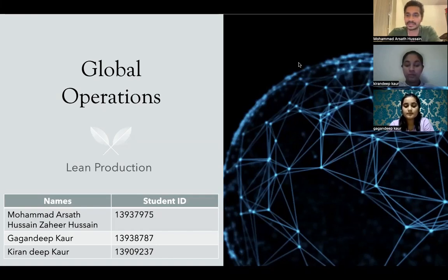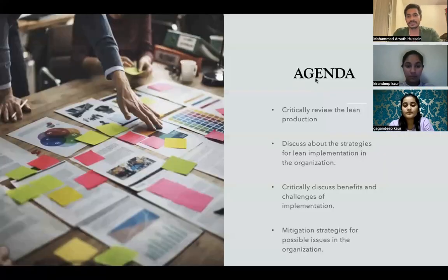These are my teammates Gagandeep Kaur and Kirandeep Kaur, and today we are going to discuss lean production as a methodology in the module of global operations. The agenda is to critically review lean production, discuss the strategy and its implementation in the organization, and critically discuss the benefits, the challenges in the organization, mitigation strategies and possible issues in that organization.